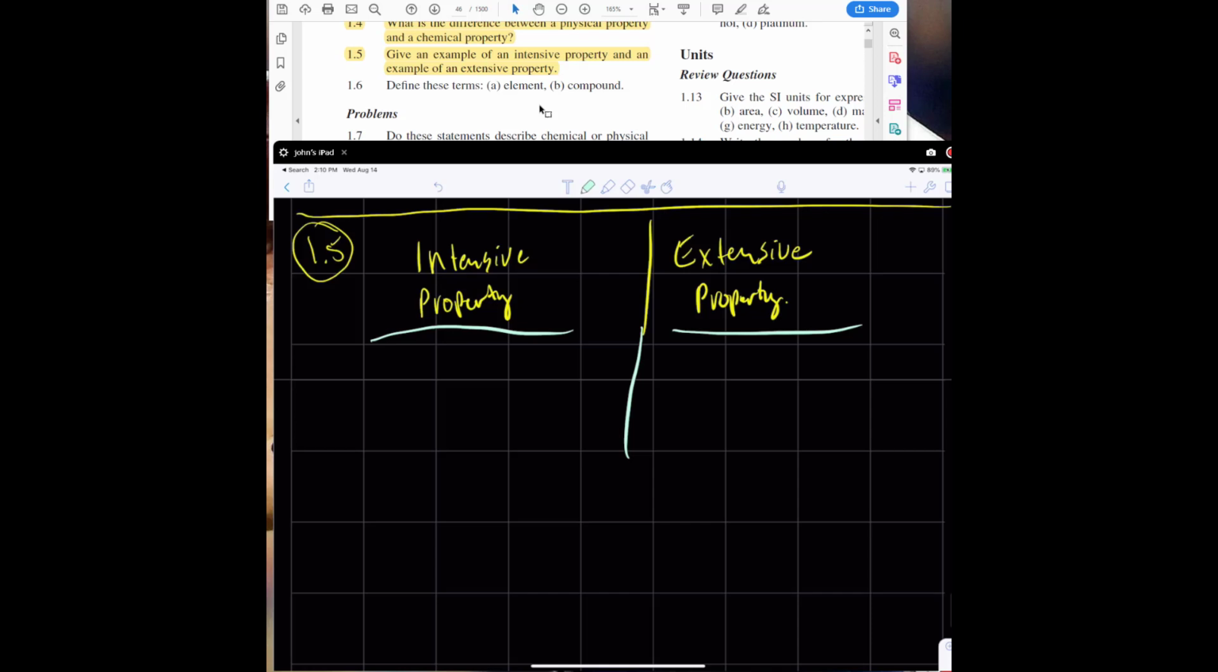1.5. Give an example of an intensive property and an example of an extensive property. So we have to refer back to the text on page 8, where it states all measurable properties of matter fall into two categories: extensive properties and intensive properties. The measured value of an extensive property depends on how much matter is being considered. Mass, length, and volume are extensive properties, right? So that's mass, length, and volume.